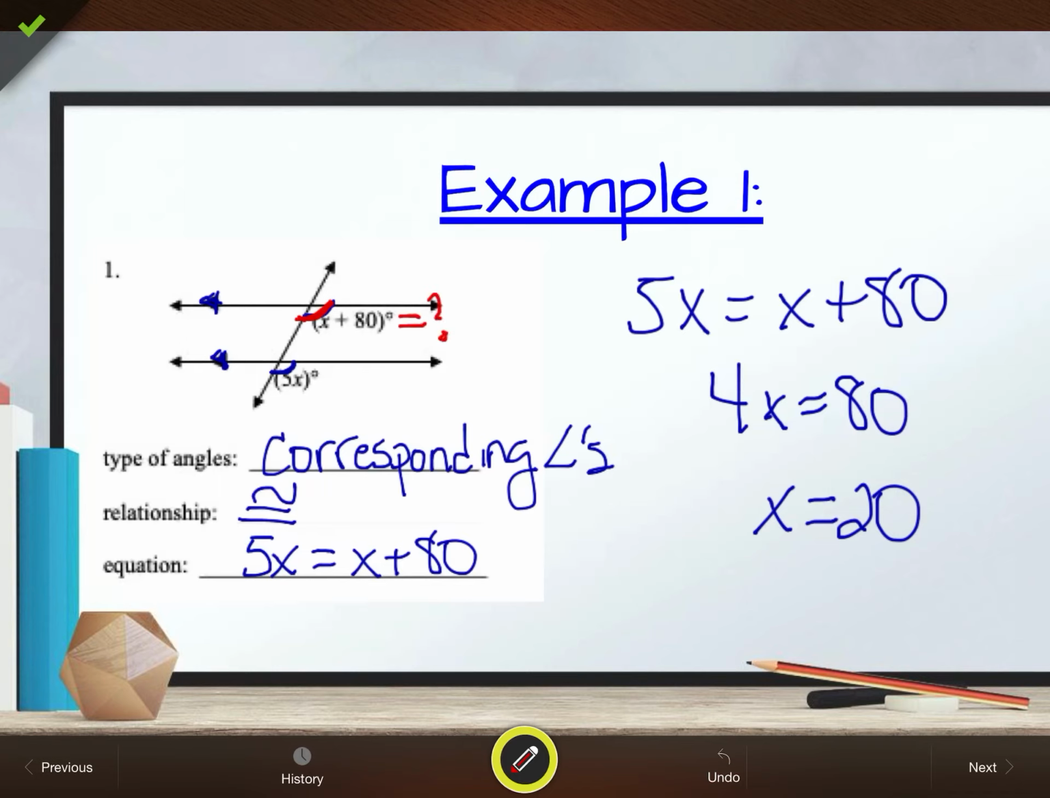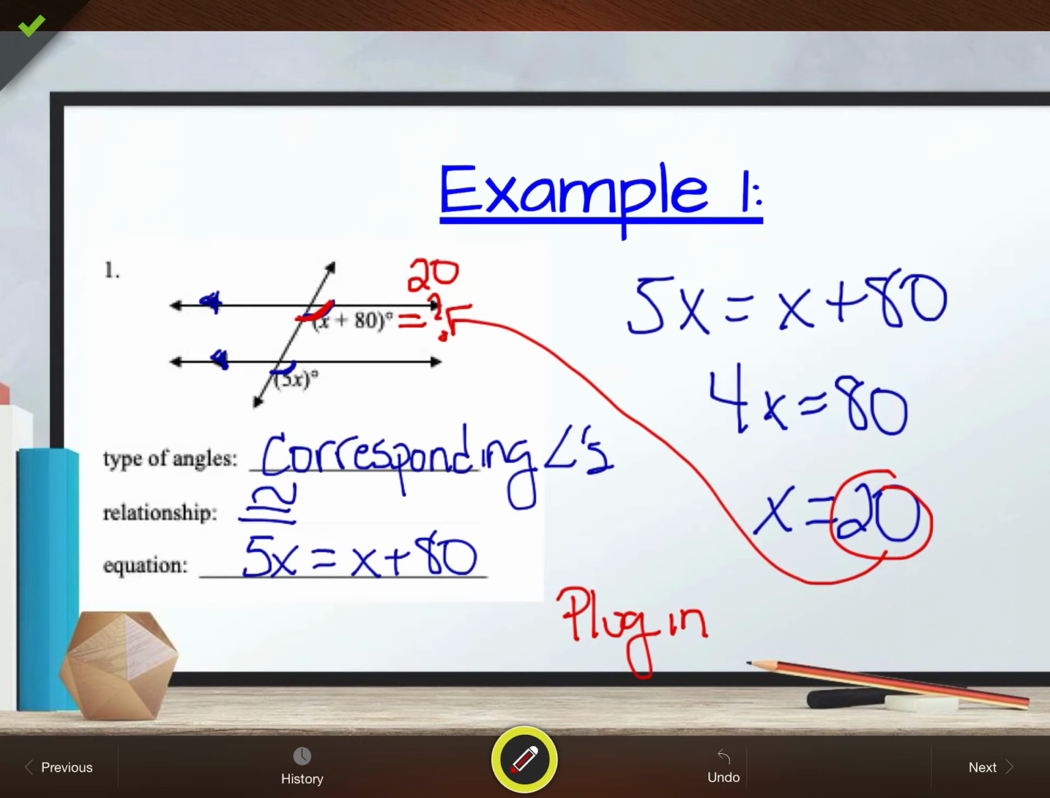Well, then we would just plug in. I would take my 20 and plug it into x plus 80. So x plus 80, instead of x, I'd put a 20. I would find out that this angle is 100 degrees. Now, what if they wanted the other angle? What if you know this angle is 100? How could I find the other angle that's marked as 5x?